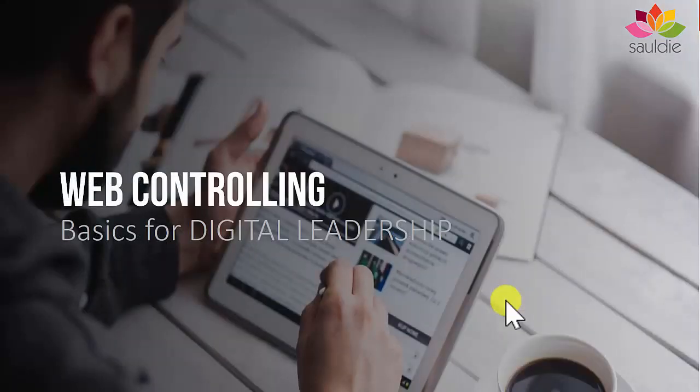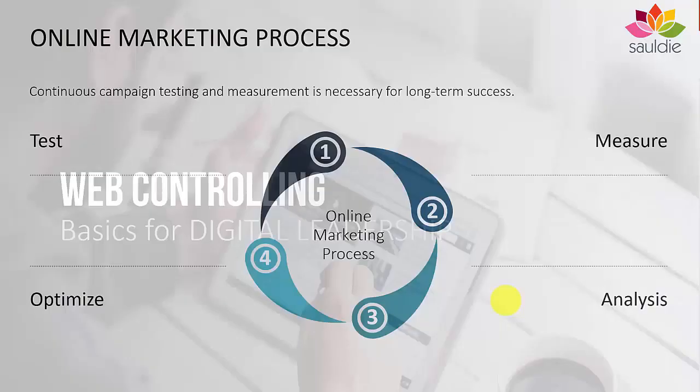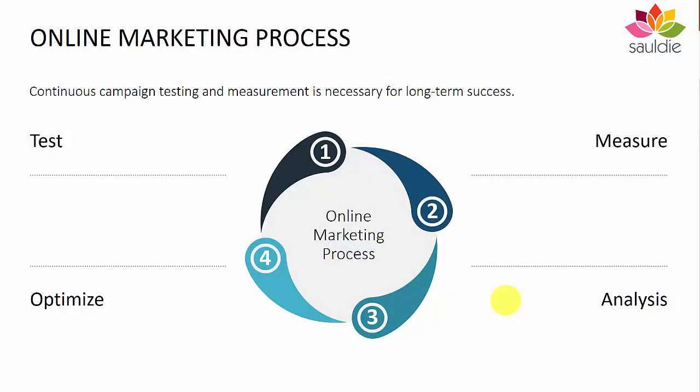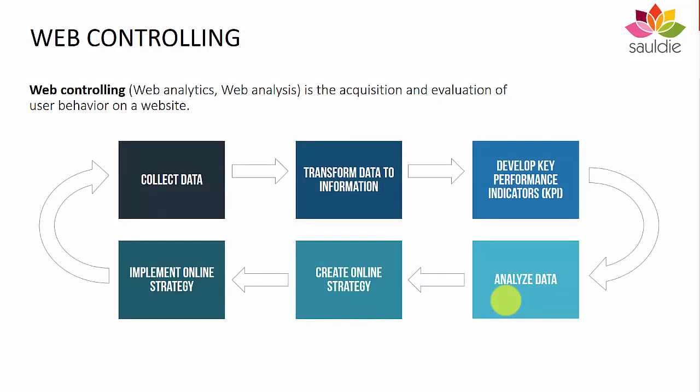Now, on the website level, we have to start doing web controlling. That means the online marketing process is always test, measure, analyze, and optimize. So very simple way. This is what digital leadership should enhance when it's about online marketing, the online marketing process. These four pillars help. And web controlling is a never-ending process.